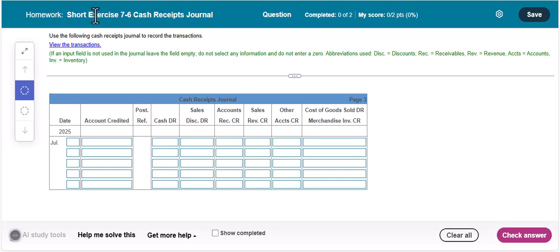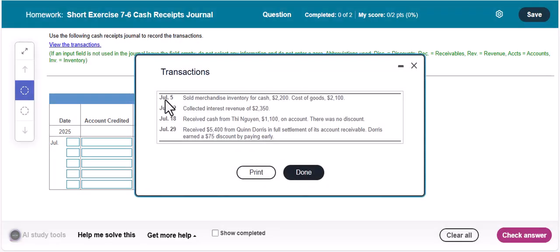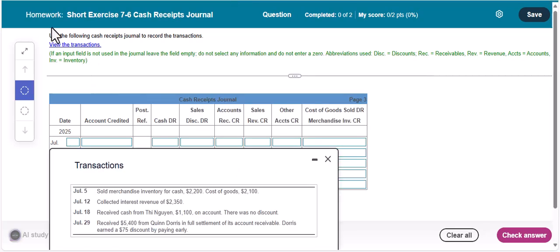Short exercise 7-6, cash receipts journal. So we are going to enter these transactions into the cash receipts journal. The cash receipts journal is only used for transactions where we receive cash. Use the following cash receipts journal to record the transactions.